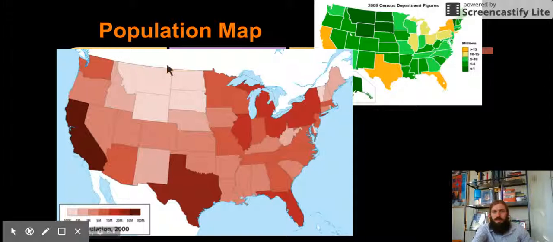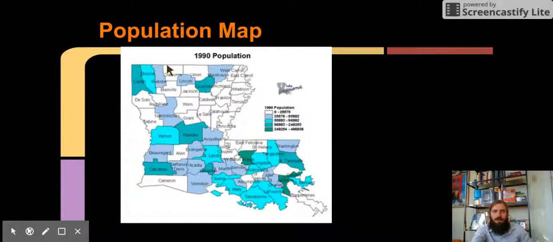Here are population maps of the United States. A population map of Louisiana. Use this example, and it's shown on your worksheet as well, to answer that question on your worksheet. Are there more people in North Louisiana or South Louisiana? I see more people in South Louisiana. My darkest colors are the most people, and I see the most dark on the bottom. I have certain areas where there's a lot of people in northern Louisiana, but there's also a lot of white, which shows my low population.